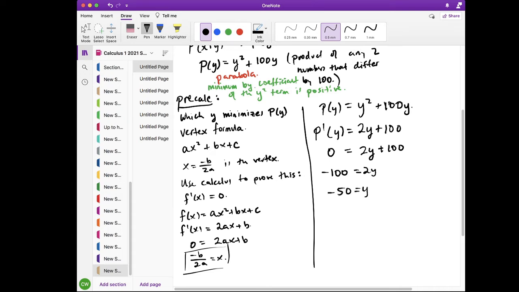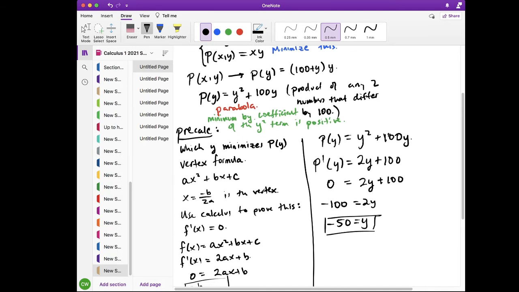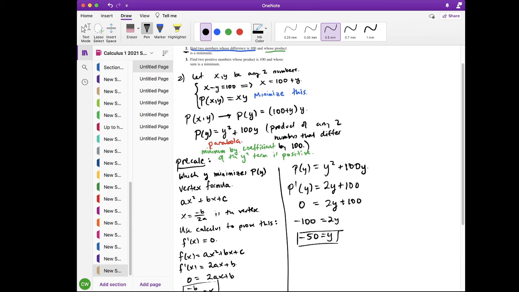Okay, so negative 50 must be the y value. Is that my answer, or do I need to do something else? Just a word problem, reading comprehension? What else do I need to do? Yeah, I also need to find x.